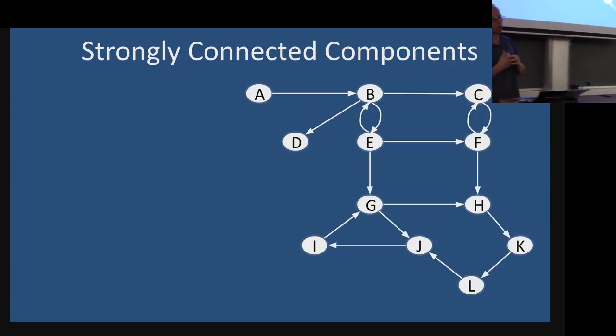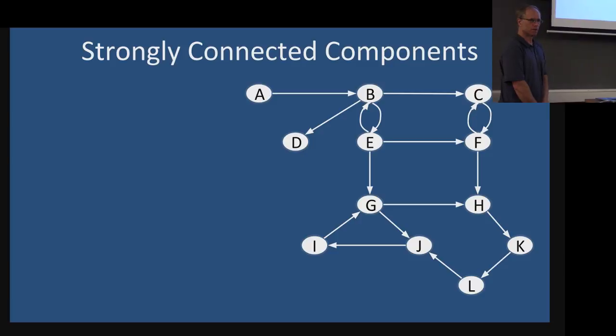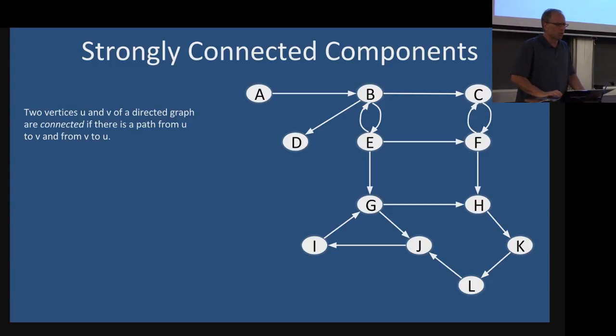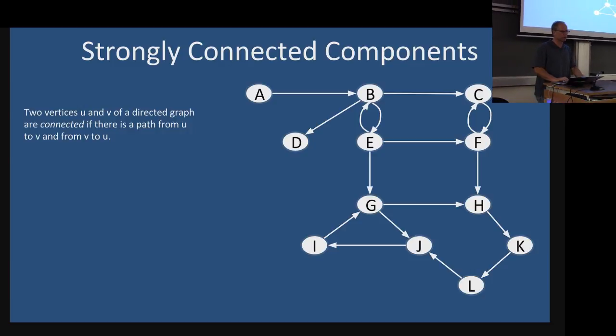The issue becomes a little more subtle in a directed graph. Because just because there's an edge from A to B, you wouldn't say A and B are connected in some sense, because you can't get from B to A. The edge has a direction. So for the definition of a strongly connected component, we're going to say that two vertices of a directed graph are connected if there's a path from U to V and from V to U.